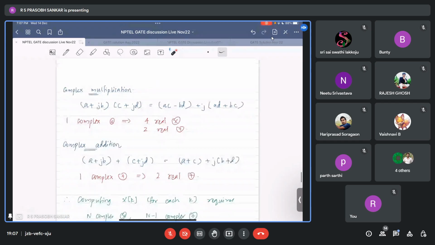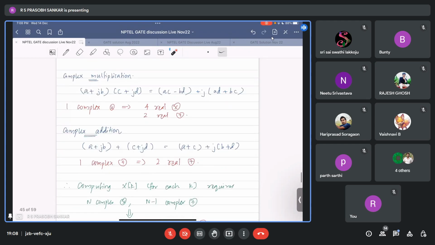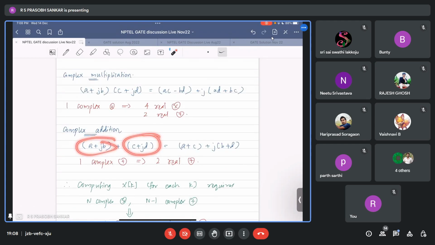Complex multiplication is done like this. Let's say a+jb and c+jd are the two complex numbers. The multiplication is given by (ac-bd)+j(ad+bc). Computing one complex multiplication essentially involves four real multiplications and two real additions. These four are the real multiplications, and these are the real additions. Subtraction is the same as addition, so that's fine. Similarly, if you want to add two complex numbers, (a+jb)+(c+jd), we add the real part and imaginary part separately. That means one complex addition means two real additions.